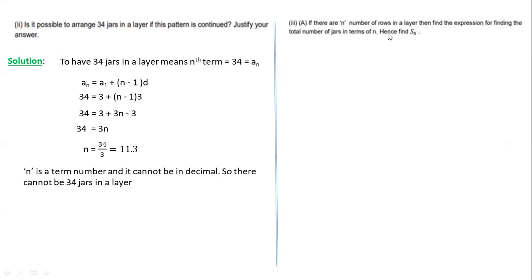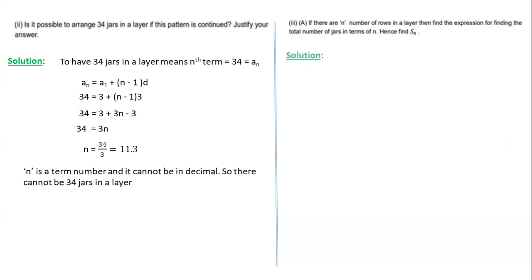Now, see here, there are n number of rows in a layer. Then find the expression to find the total number of jars in terms of n. He wants the total number of jars. There are n layers and he wants the formula to be in n only. Use the letter n itself. Okay, that means total number of jars means you have to calculate Sn.